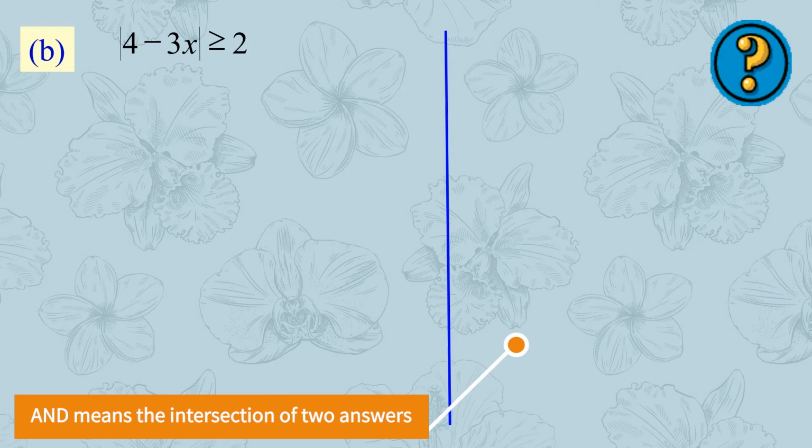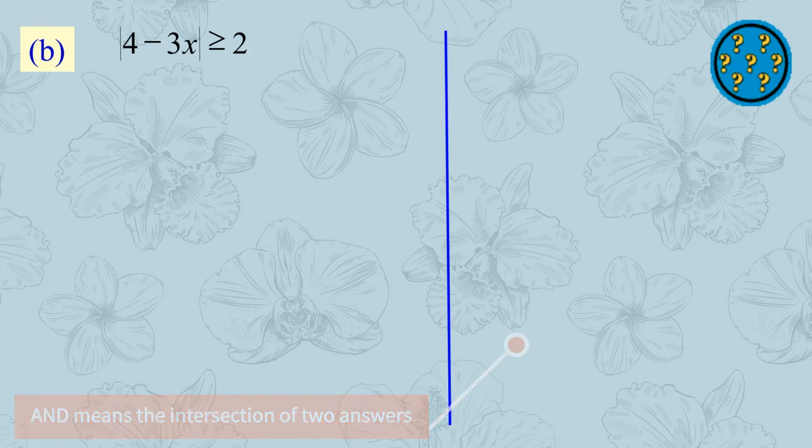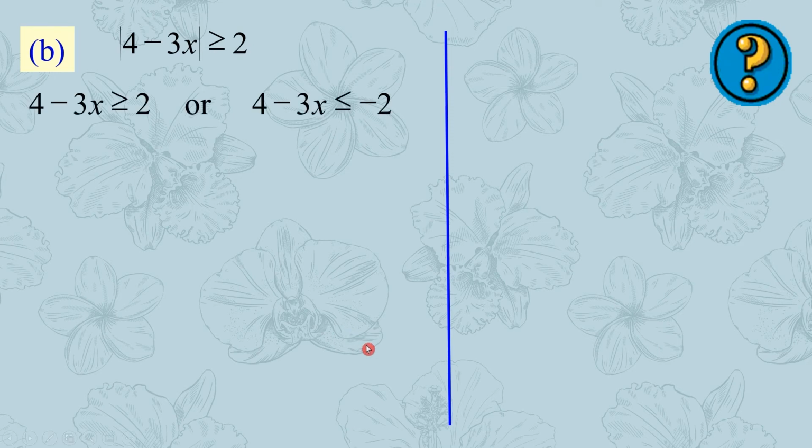Okay, let's look at the next example. Given to us absolute value of 4 minus 3x greater than or equal to 2. Okay, using the definition for greater than or equal to, 4 minus 3x is greater than or equal to 2, or 4 minus 3x is less than or equal to negative 2.